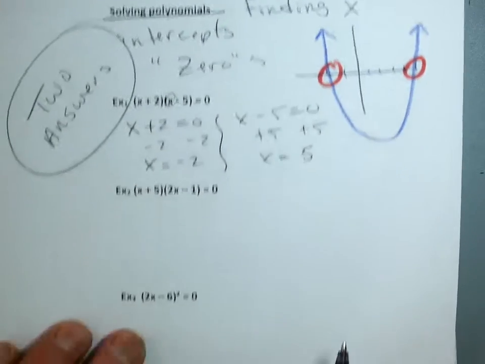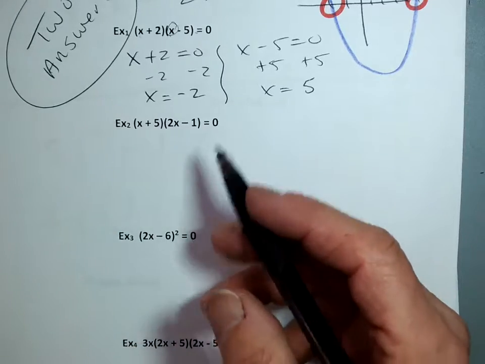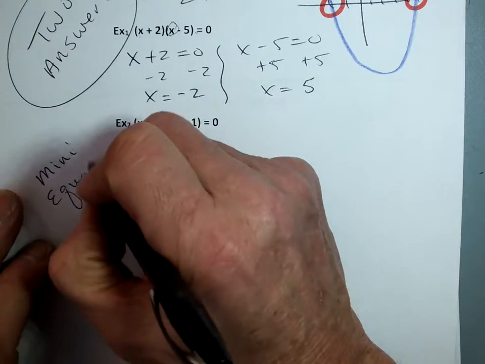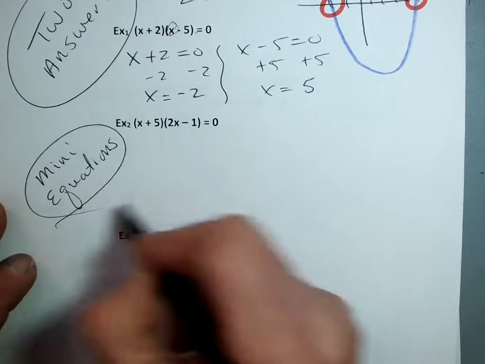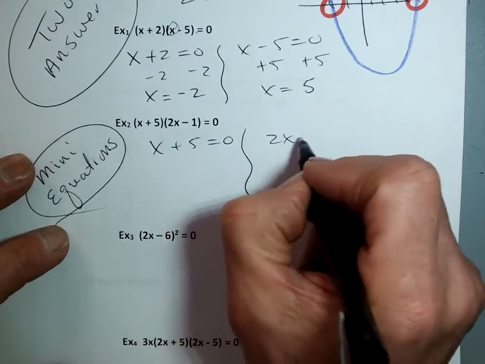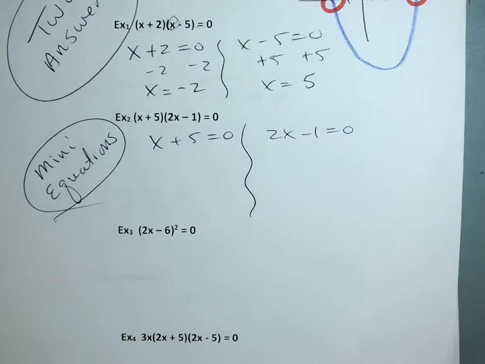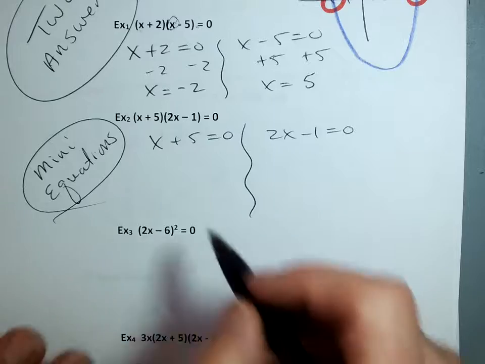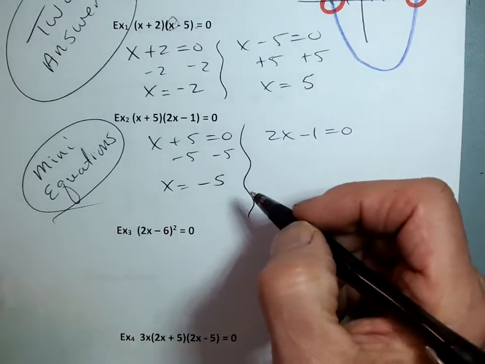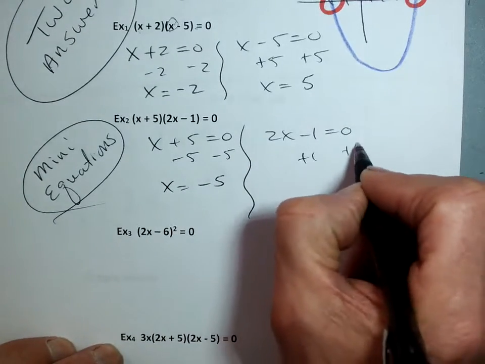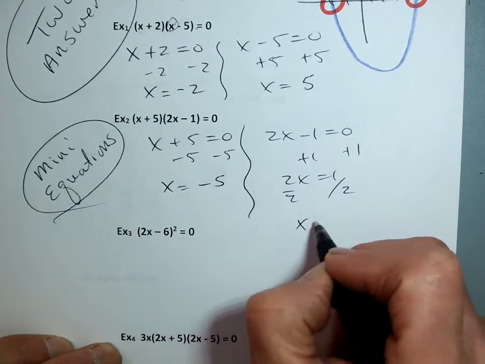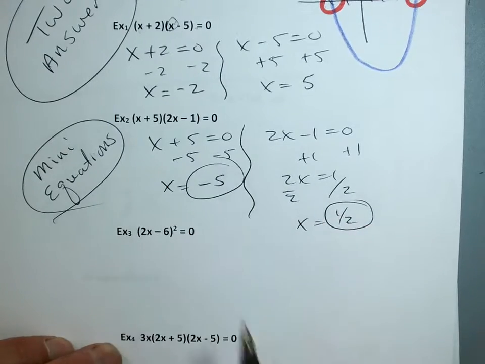Okay, so how about number 2? What do you think the answers are? Let's do our little mini equations: x plus 5 equals 0 and 2x minus 1 equals 0, and I'm just going to solve. Minus 5, one of my zeros is negative 5. Plus 1, I got 2x equals 1. Divide by 2, my other zero is 1/2.